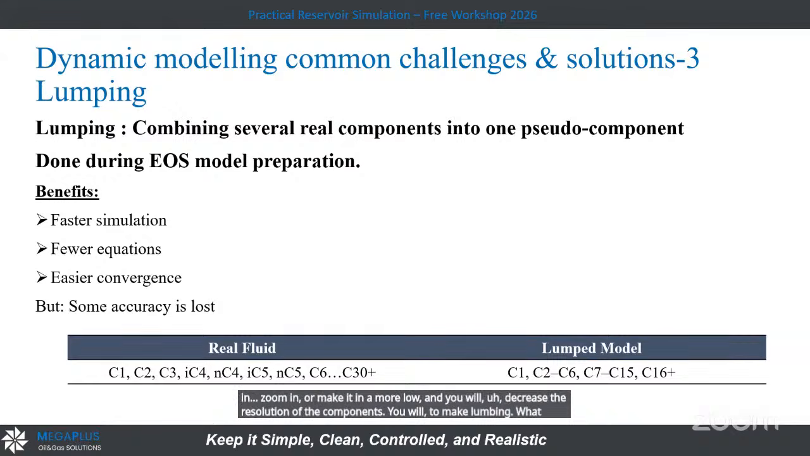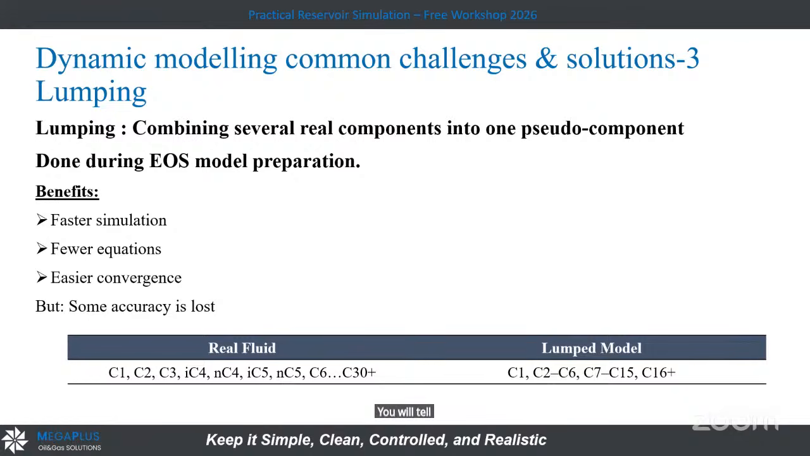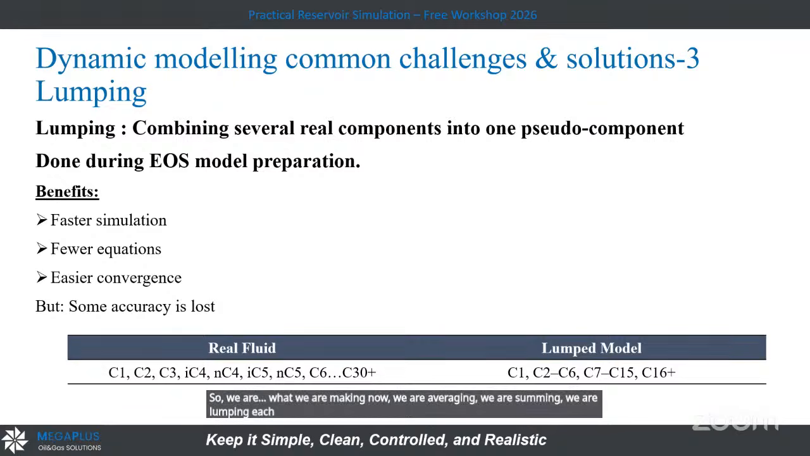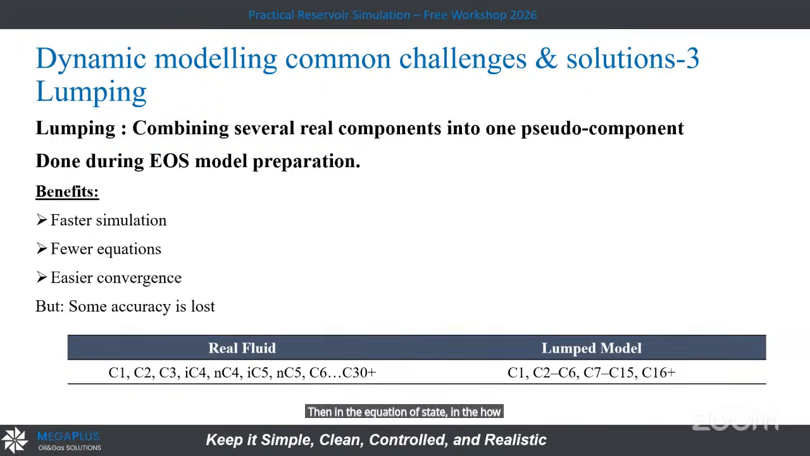What is the meaning of lumping? You will tell the model C1 is a component. From C2 to C6, it will be one component containing four, and we call it a pseudo component. And from C7 to C17, treat it as one component. So we are averaging, we are summing, we are lumping components into one component. So in the equation of state, how it solves the equation, we will reduce a lot of calculation that way, by lumping.